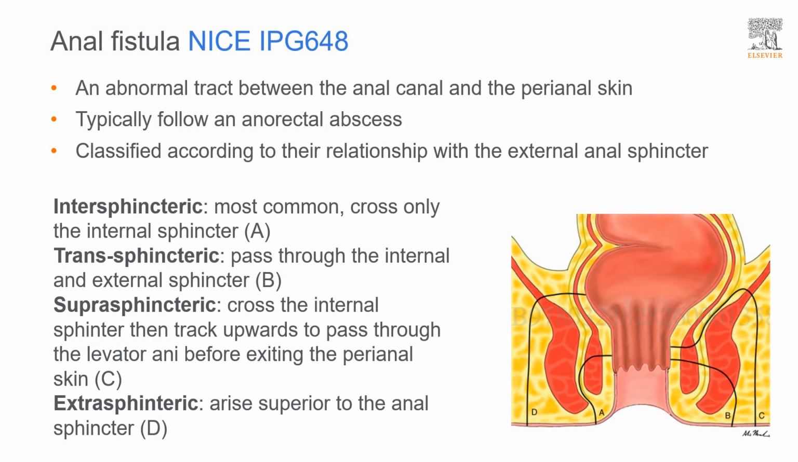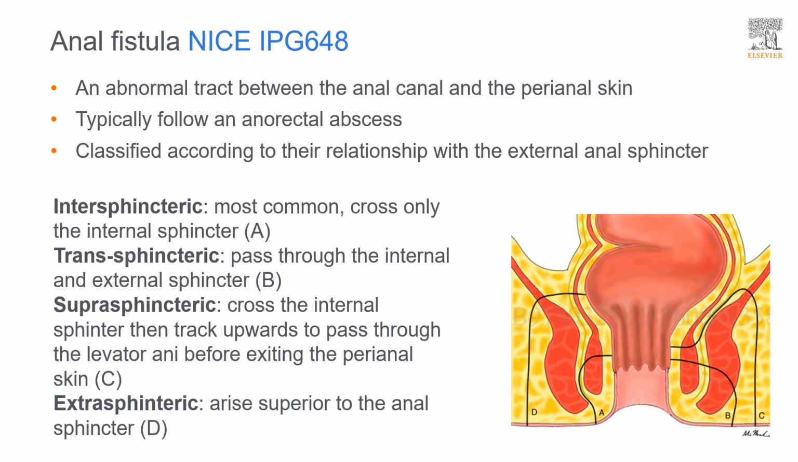An anal fistula describes an abnormal tract between the anal canal and the perianal skin. They most commonly develop after an acute anorectal abscess that's been inadequately treated and leaves a residual sinus tract draining to the skin.